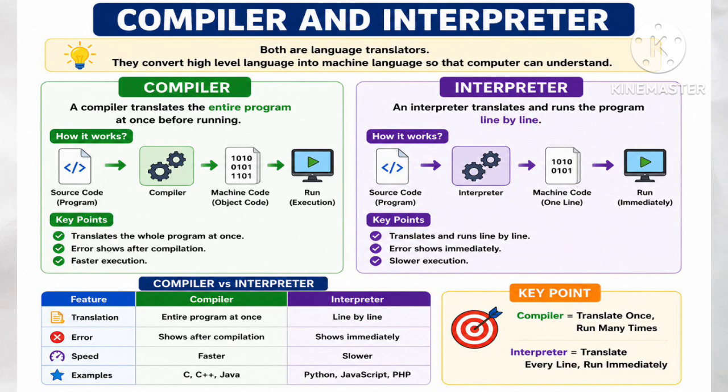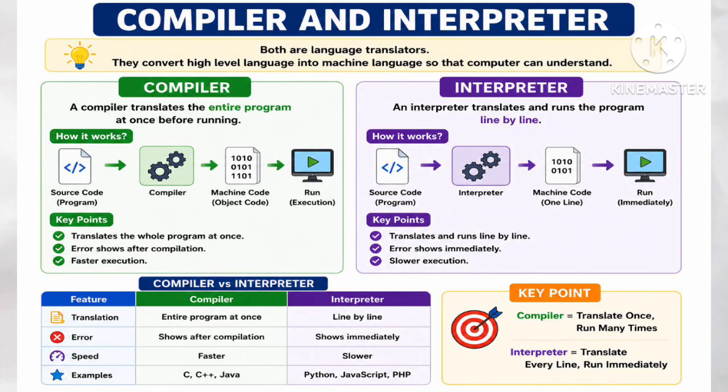Usually high-level language uses compiler and interpreter. So what are compiler and interpreter? Both compiler and interpreter are language translators. They convert high-level programming language like C, Python, Java into machine language, 0s and 1s, so the computer can understand. It means both compiler and interpreter help the computer understand our program by converting it into machine language, 0s and 1s. How does a compiler work? A compiler translates the whole program at once.